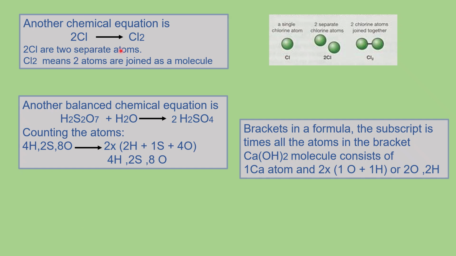Another chemical equation is 2Cl gives Cl2. Now 2Cl are 2 separate chlorine atoms. Cl2 means 2 atoms are joined together by a bond as a molecule. Here is a representation of atoms. This is 1 chlorine atom. These are 2 separate chlorine atoms.